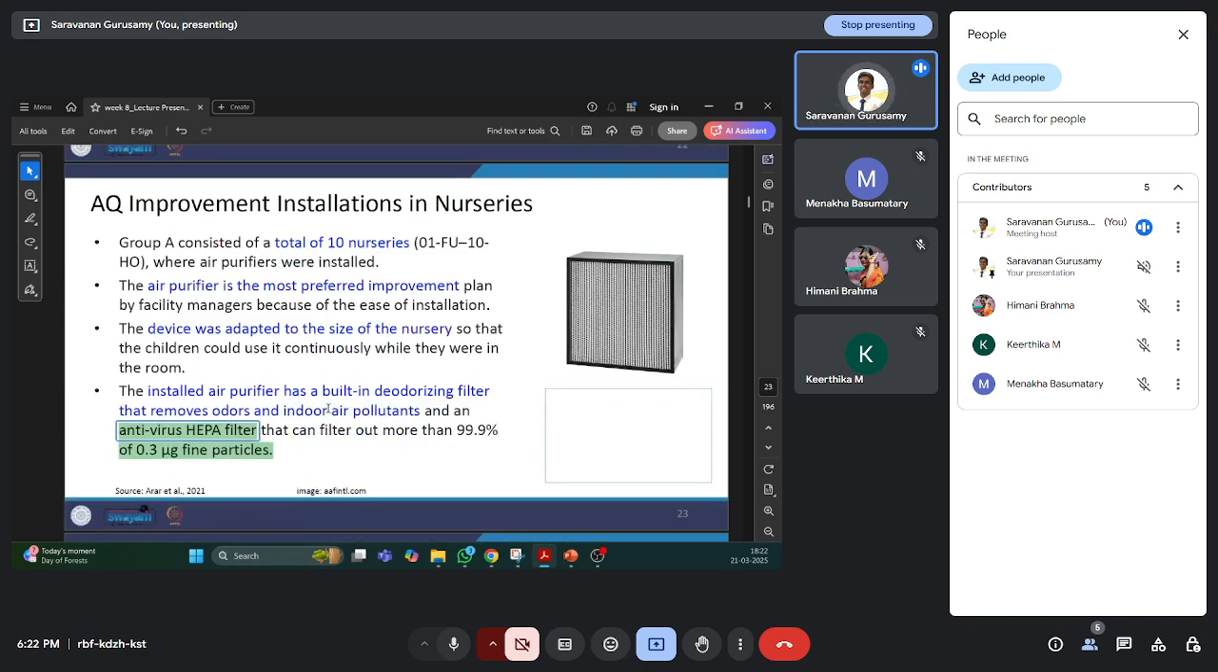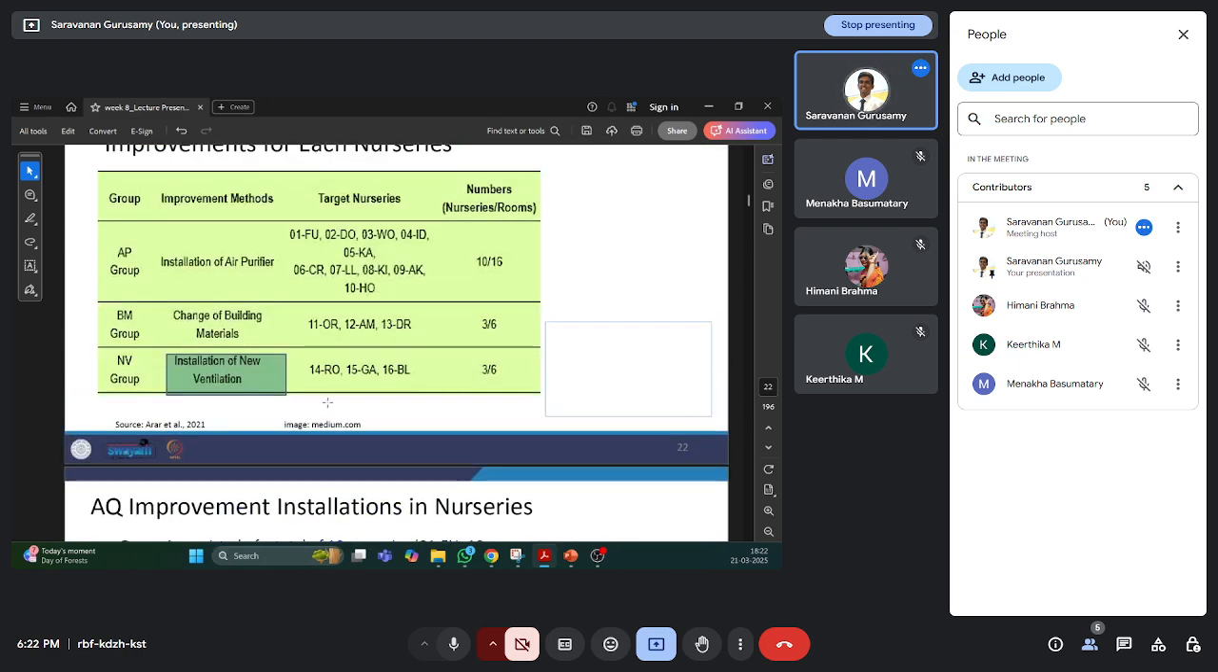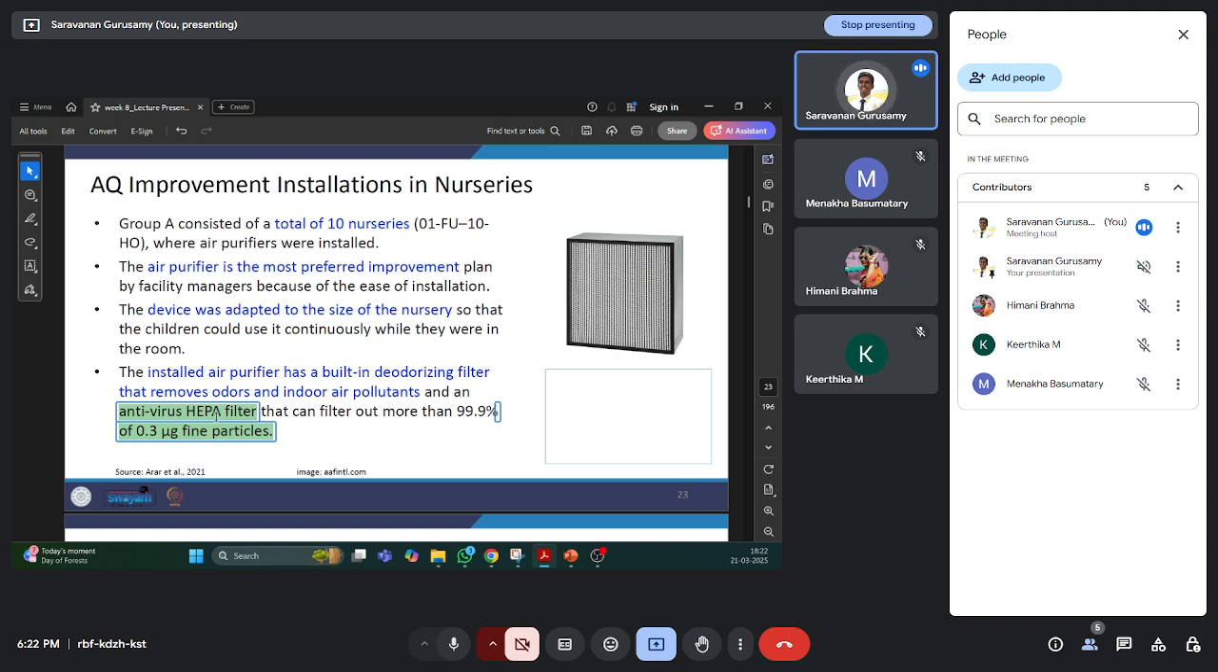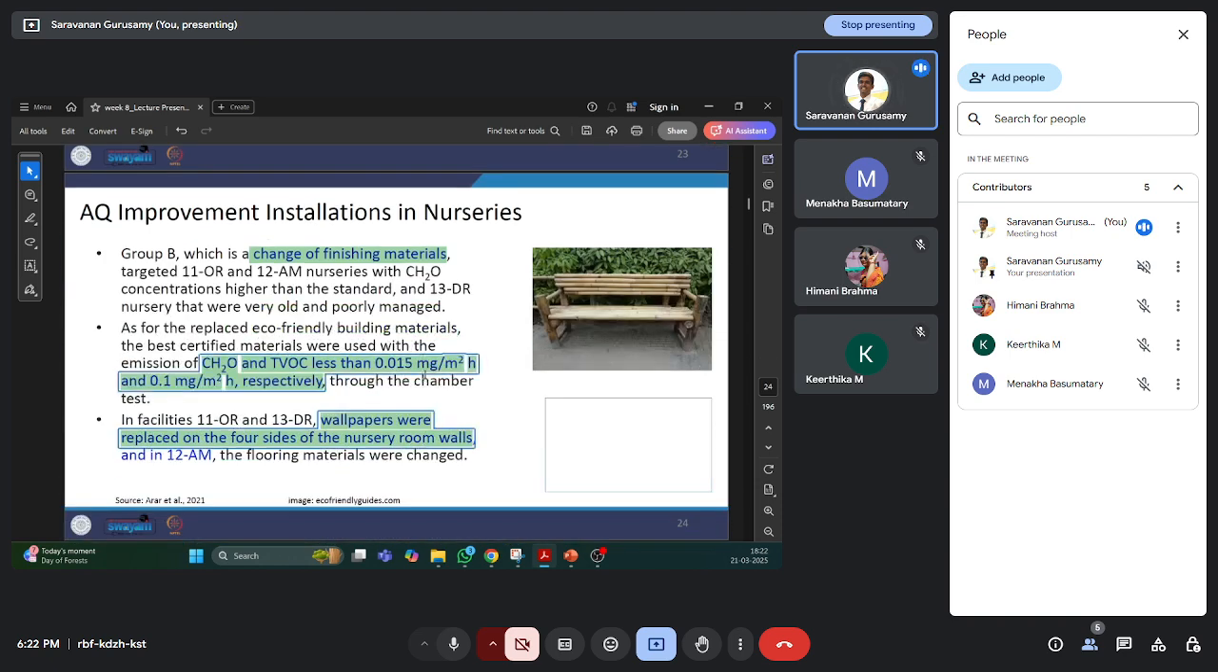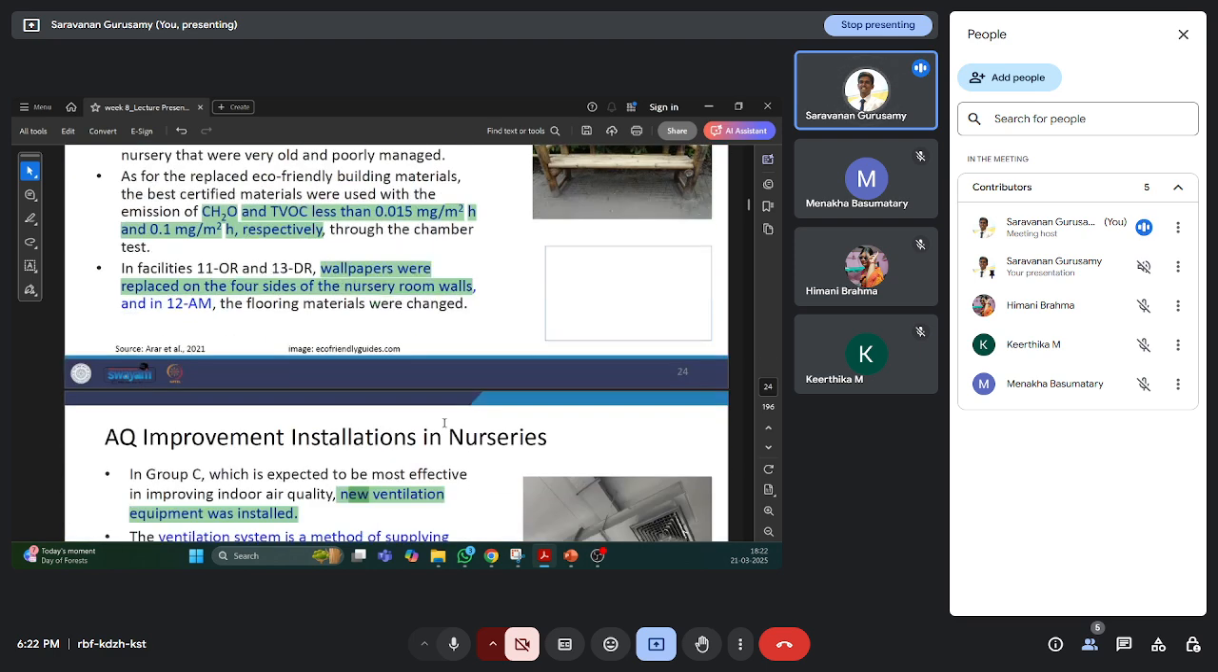What did they do? Installation of new air purifiers, a HEPA filter, that is a high efficiency particulate air filter. So you can see 99% removal is there if you install this type of high efficiency purifier. And change of finishing materials, such as the wood they have used, and wallpaper were replaced on the four sides of the nursery room walls, because the paint may also emit some volatile organic compounds.